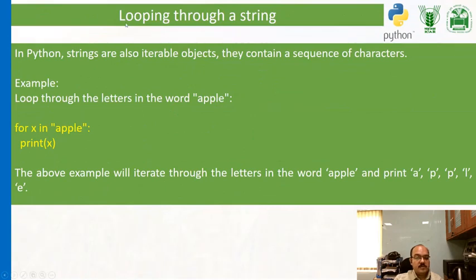Then we can also loop through a string. In Python, strings are also iterable objects, so they can contain a sequence of characters. Like if we want to loop through the letters in the word apple, we can write through for loop, for x in apple, print x. So this example will iterate through the letters in the word apple and will print A, P, P, L and E. So in Python you can see that the letters in the string can also be taken in the for loop.